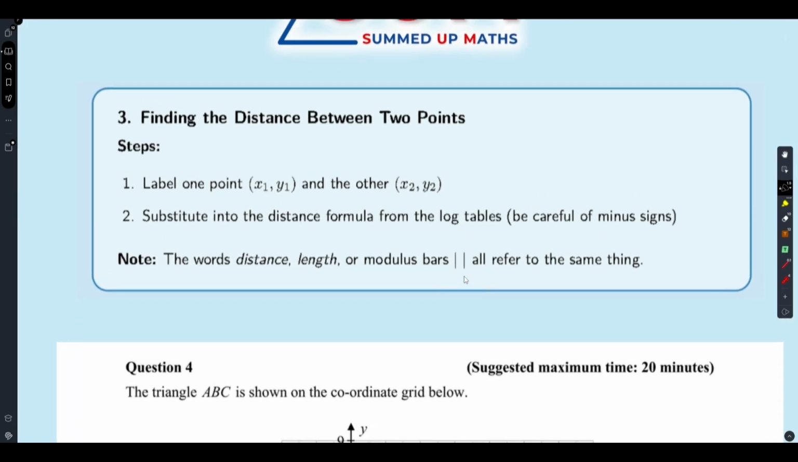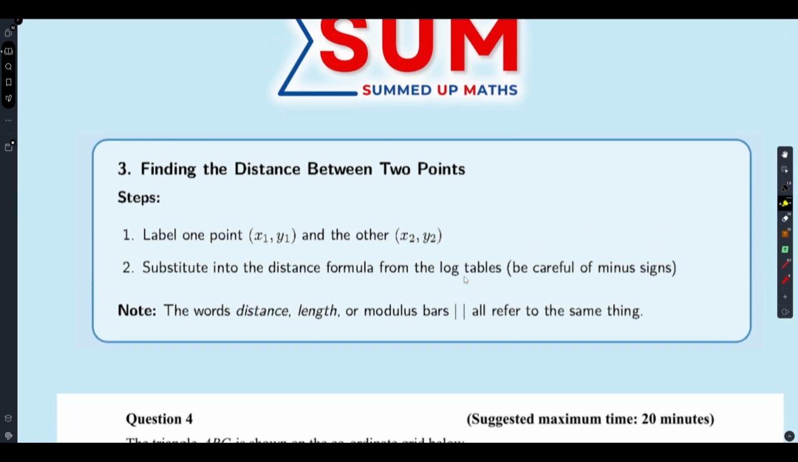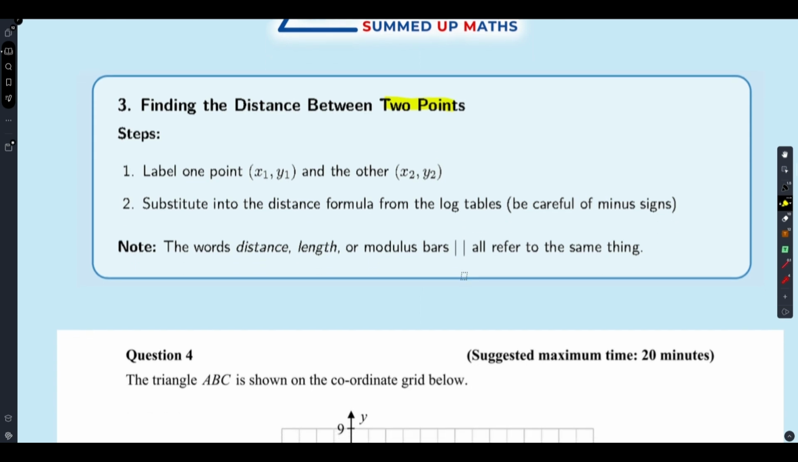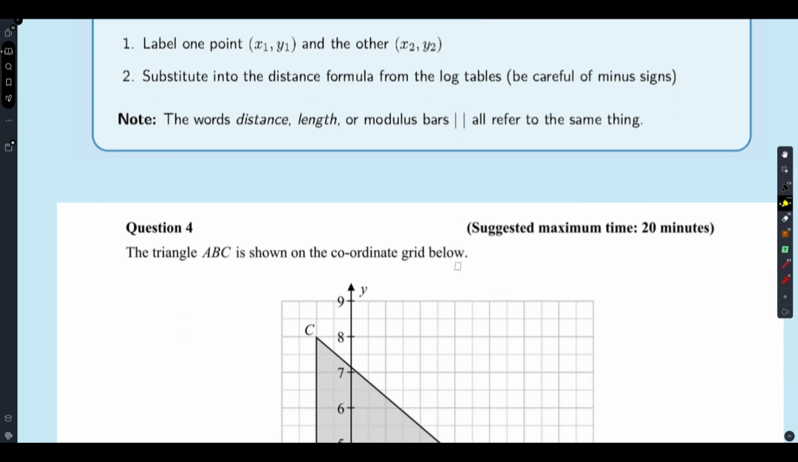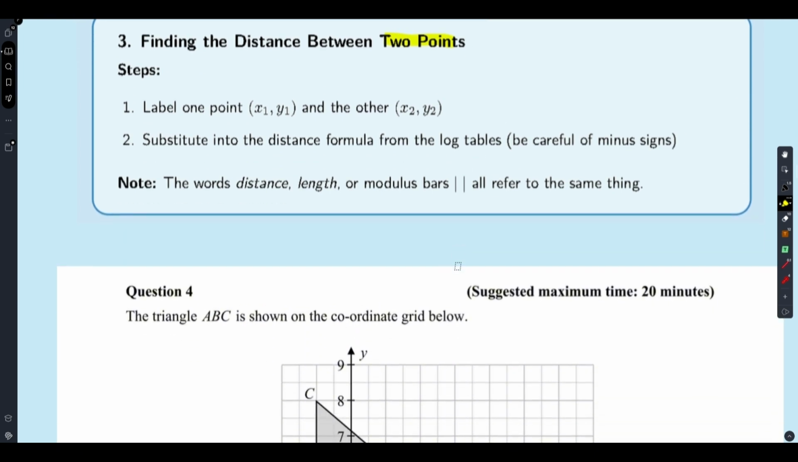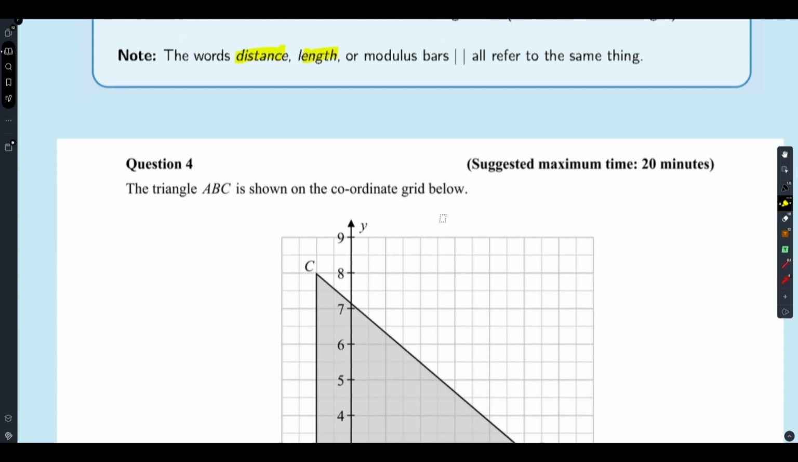The next thing we need to be able to do is find the distance between 2 points, okay? And again, we have a formula for this, and we do the same thing. We just need the 2 points. We call one of the points x1, y1, call the other one x2, y2, and we just sub it all into the distance formula, right? So distance, length, they all mean the same thing, and it's the same formula.